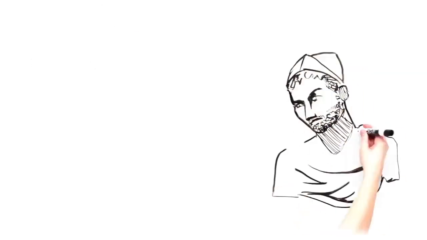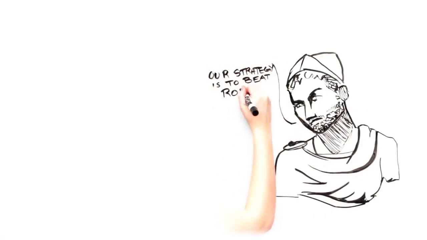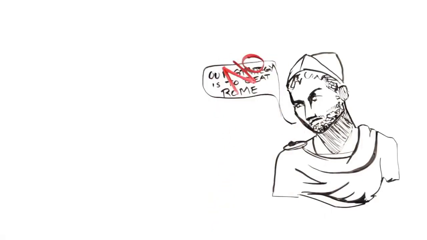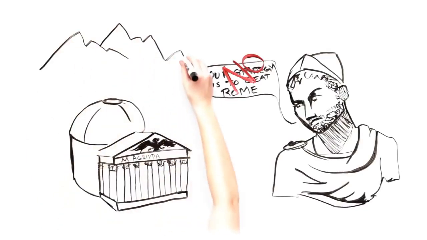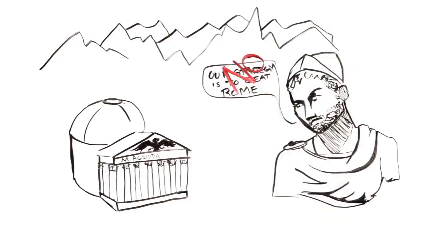Can you imagine the great Hannibal saying something like, "Our strategy is to beat Rome"? No, Hannibal's goal was to defeat Rome. His strategy was to bring hidden strengths against the weaknesses of his enemy at the point of attack to achieve that goal, such as crossing the Alps when the enemies did not believe he could.